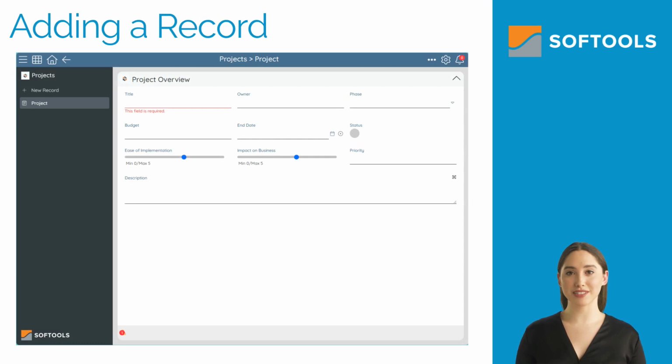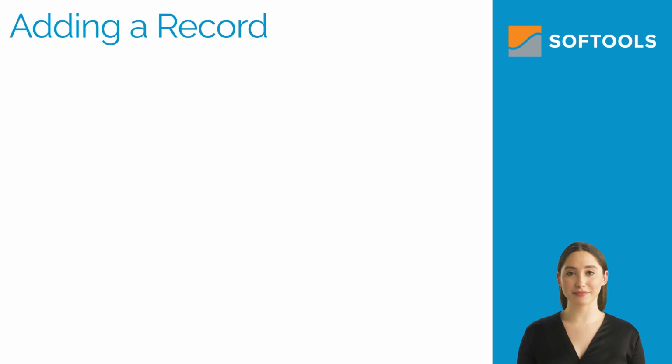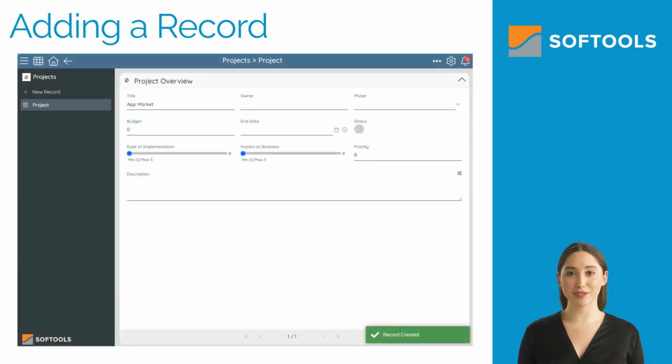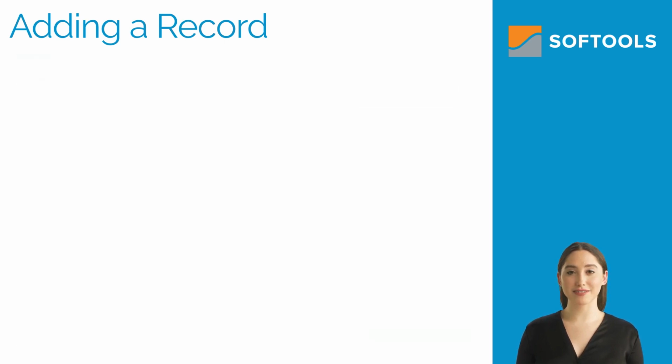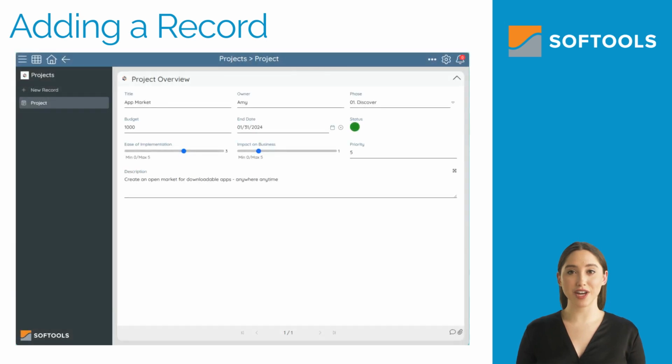This is your template, and you will see that the title field has a red line underneath. This signals that the field is required, and so you need to put in data for the record to be created and saved. Add in a title for this example. I have used App Market. Then click off the field, and you will see a message saying, Record created. Now go through and fill out the rest of the fields. You have now created your first record in your app.